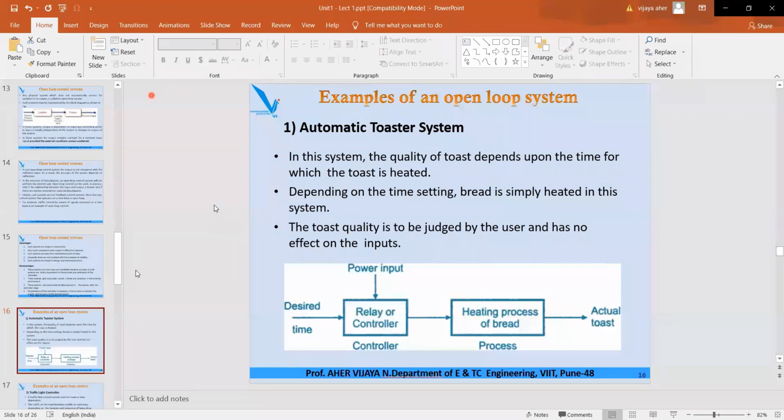Desired time you have to set. So two inputs are available for the relays, or the controller. First one is power input, second one is the desired time you input. Now, depending on the output of this controller, or this relay, the bread inside the process block gets heated. The heating process of the bread happens in this process block.